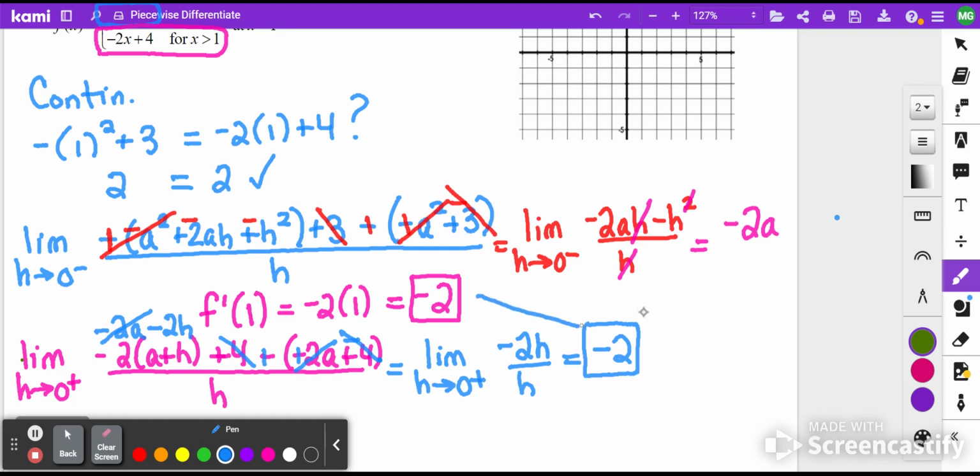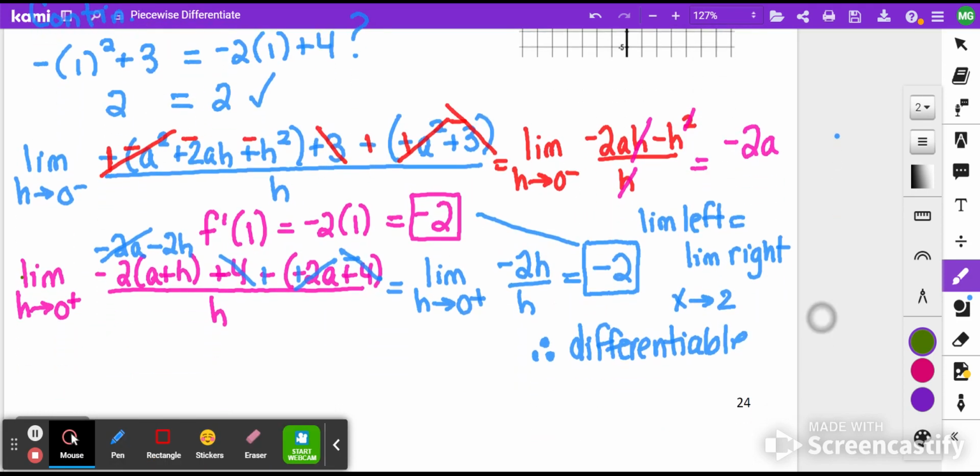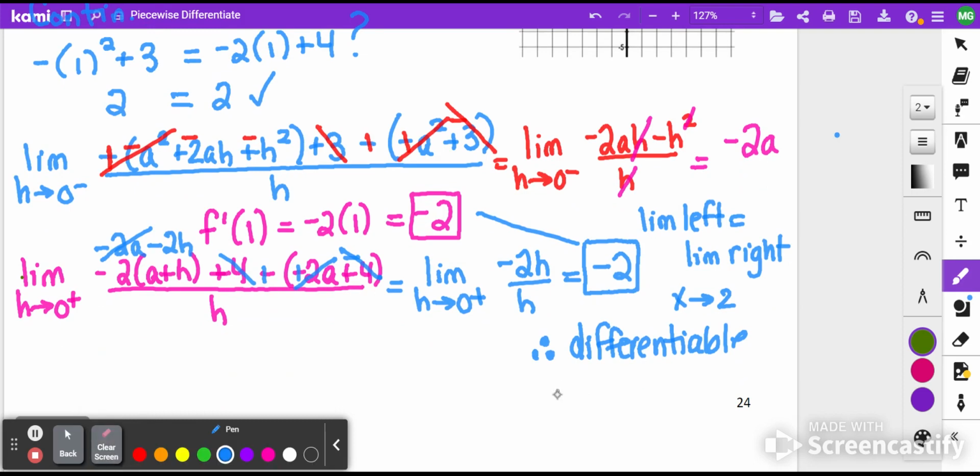Look at this. The limit from the left is equal to the limit from the right as x approaches 1, from the left and from the right. It is continuous, therefore it is differentiable at x equals 1.